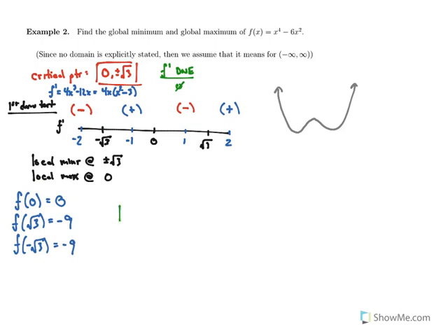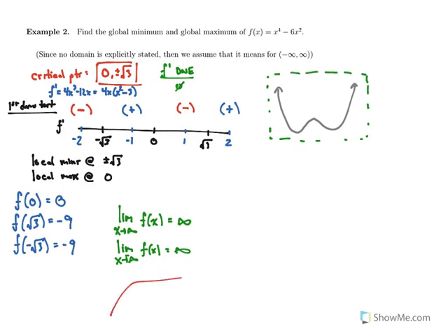Finally, it might be worth thinking about the limits. And this is probably too much work for this problem just because it's a polynomial, but we know that it's going to go off to infinity on the right and infinity on the left. It's going to look like this.